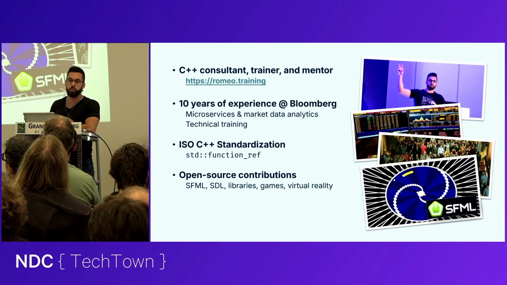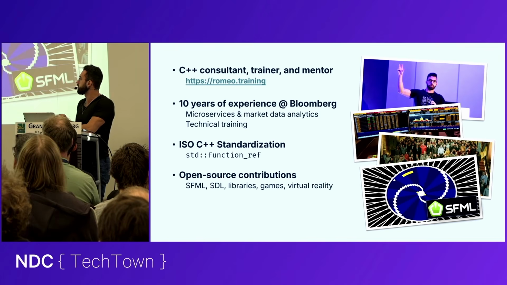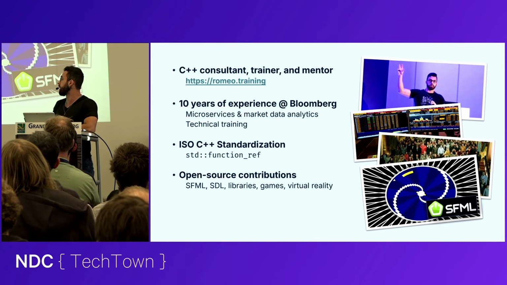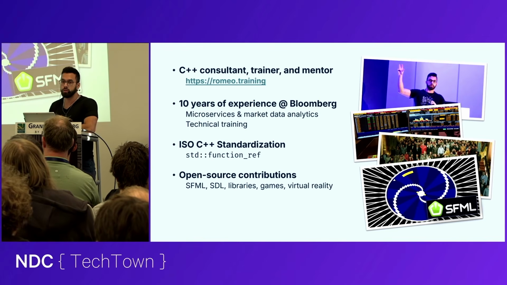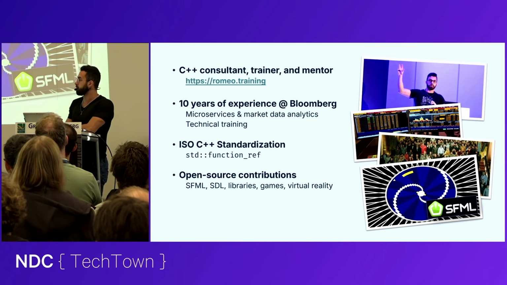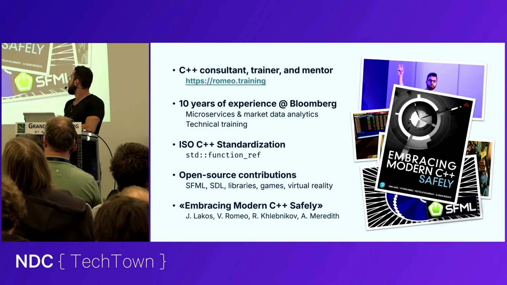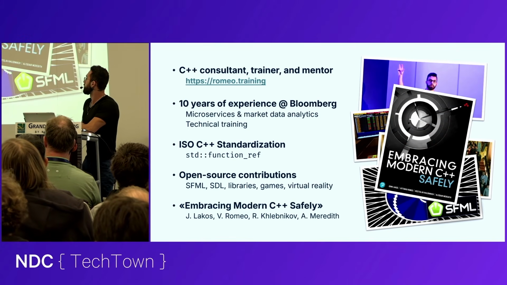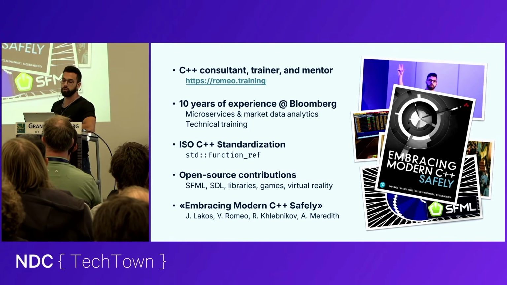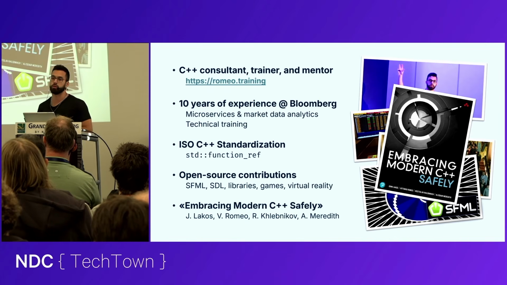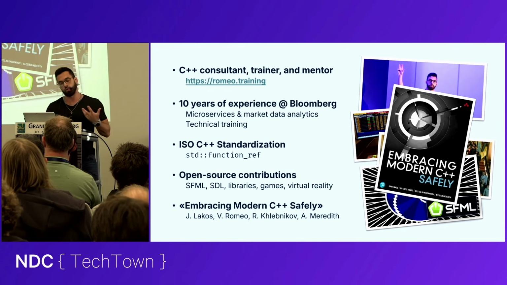And I'm also very passionate about open source and gaming. I am one of the team members of the SFML library, but I've also contributed to other open source libraries such as SDL. I have 2 published games on Steam that are also open source and written from scratch in C++, and I like virtual reality stuff. And finally, last but not least, I've also co-authored this book called Embracing Modern C++ Safely. I wrote it with my friends and colleagues John Lakos, Rostislav Khlebnikov, and Alisdair Meredith. It is like a reference for modern C++, covering all the features and their pros and cons and how to best apply them in a large-scale code base.